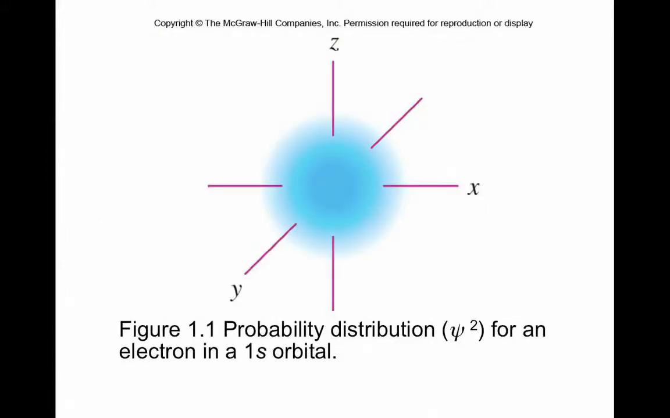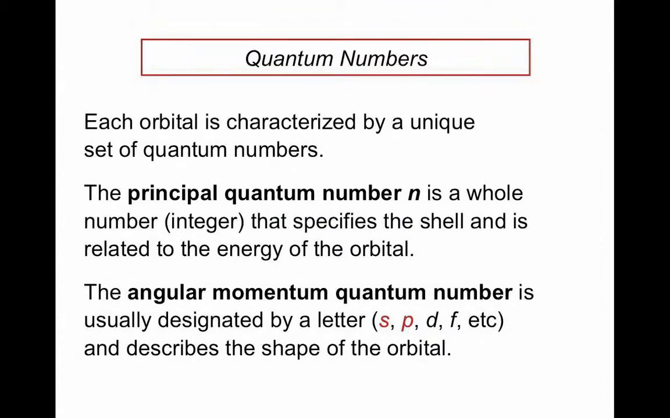Here you can see the probability space of finding an electron in a 1s orbital that roughly resembles the shape of a sphere. An electron in such an energy state can be found in this spherical region roughly 95% of the time. Each orbital is identified by a unique set of 4 quantum numbers.